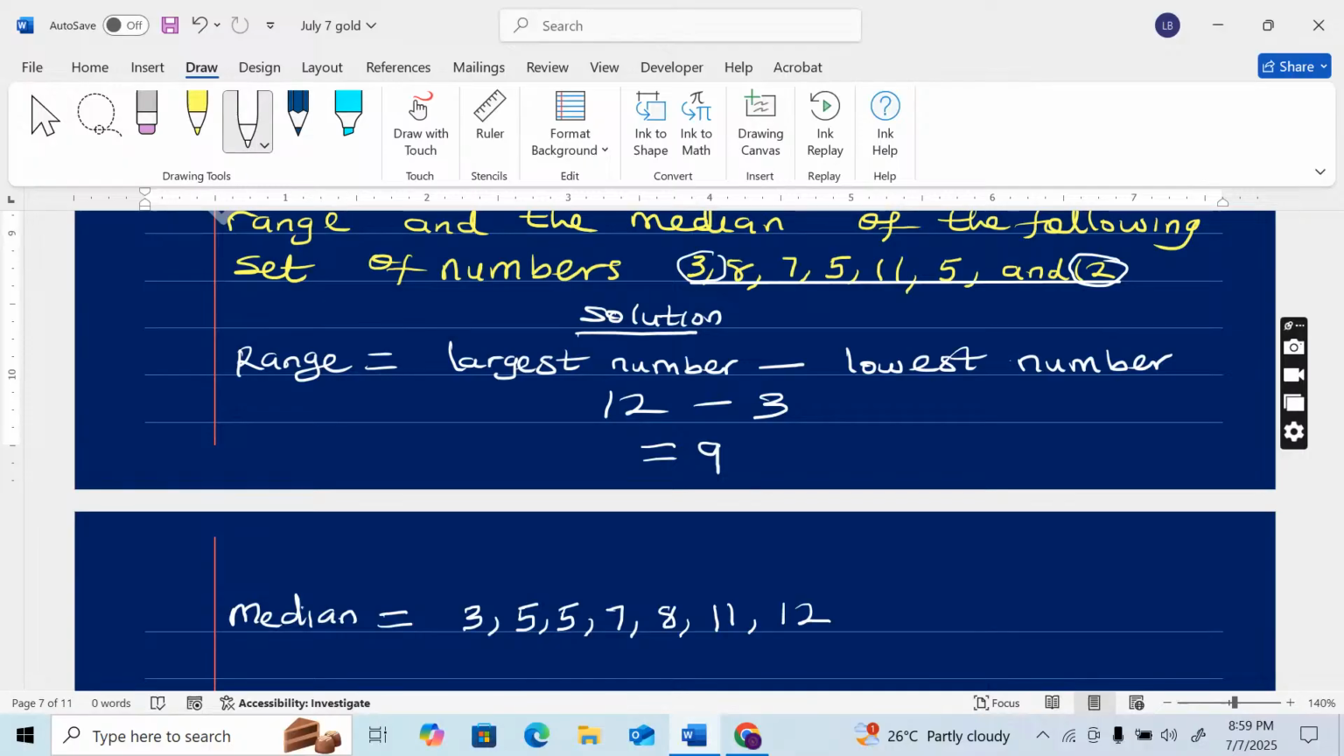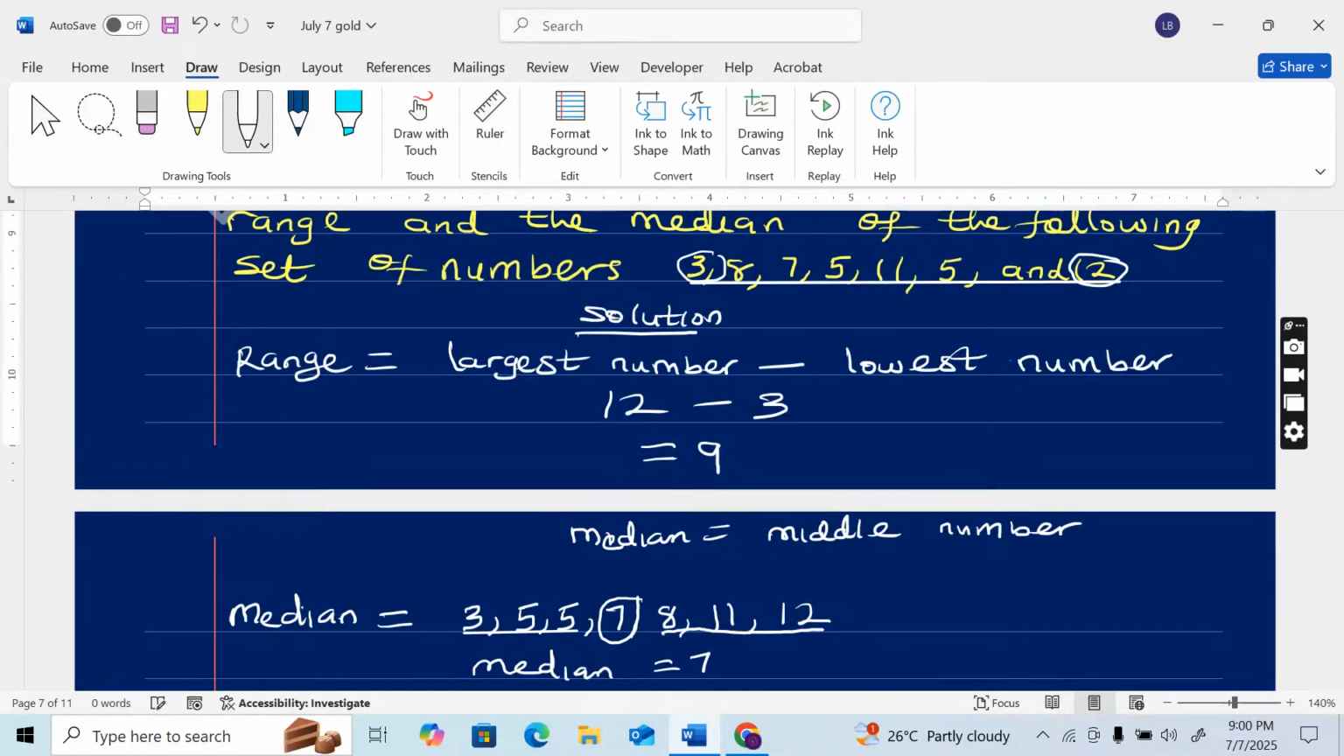Don't forget that your median is the middle number. Since the total count here is 7, an odd number, we are going to have one single number in the middle. Counting, since we have 7, dividing into 2 gives 3 at the left and 3 at the right. Then in the middle, we are left with 7. So the median is 7.